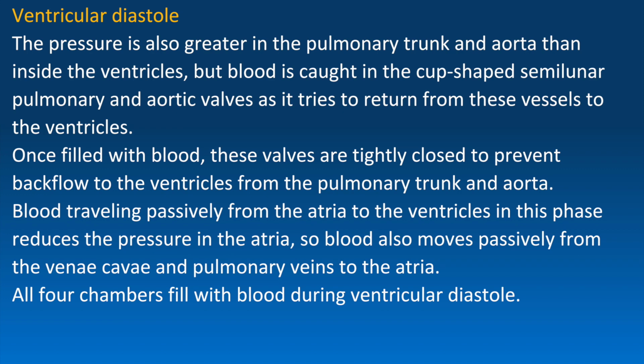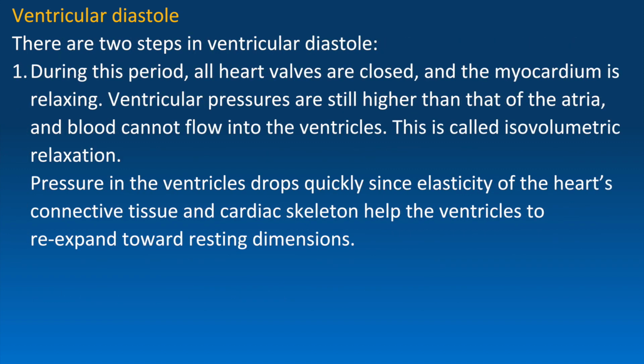Blood traveling passively from the atria to the ventricles in this phase reduces the pressure in the atria. So blood also moves passively from the vena cava and pulmonary veins to the atria. All four chambers fill with blood during ventricular diastole. There are two steps in ventricular diastole.